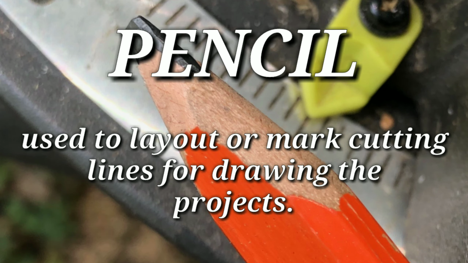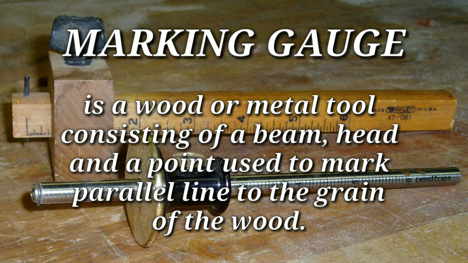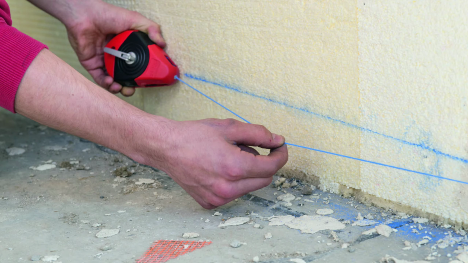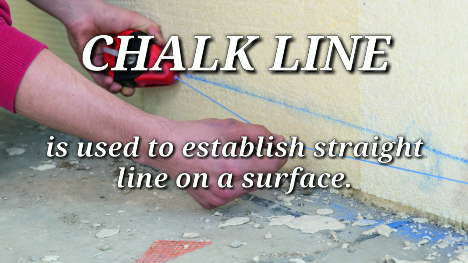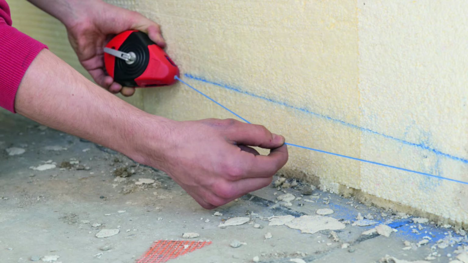First is the pencil. It is used to lay out or mark cutting lines for drawing the projects. Marking gauge. Wood or metal tool consisting of a beam, head, and a point used to mark parallel line to the grain of the wood. Chalk line. Used to establish a straight line on a surface.